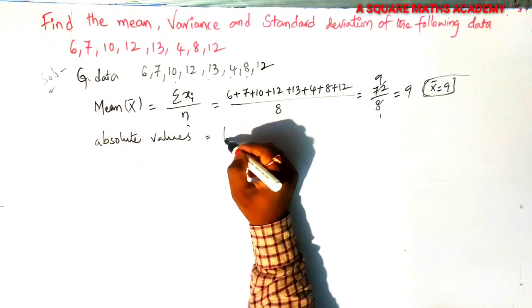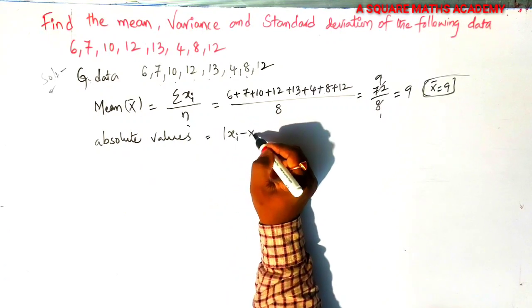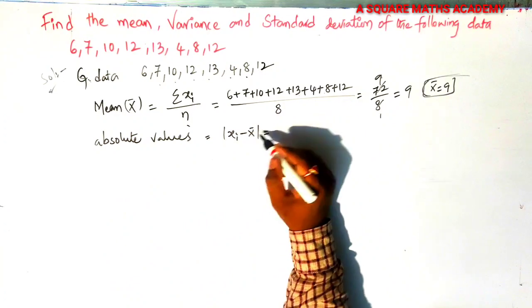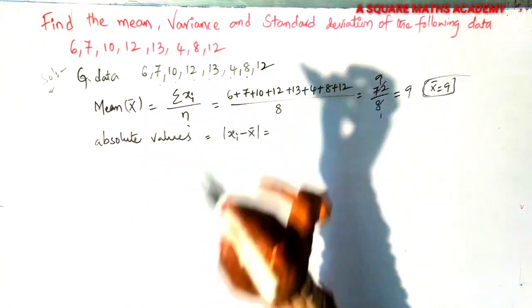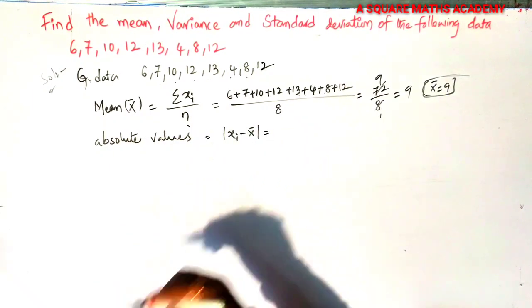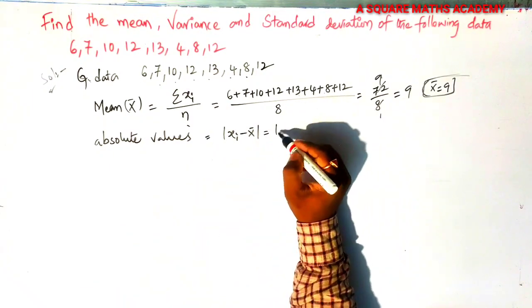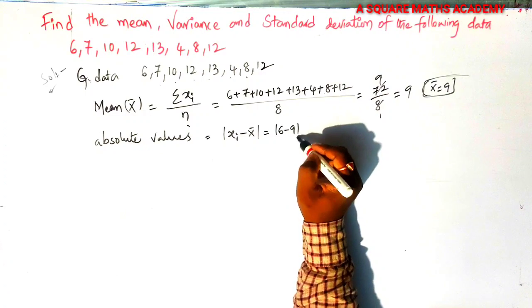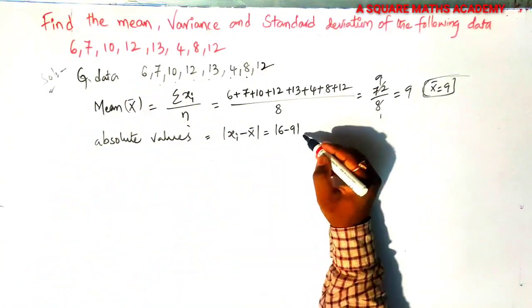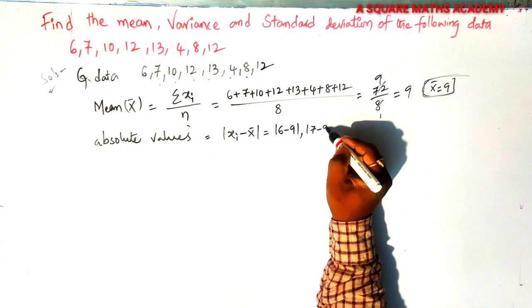So the absolute values are nothing but mod xi minus x bar. Mod xi minus x bar. So you find out the values here. Xi is nothing but a given observation, and x bar is nothing but the mean. Clear? So the difference between these two values, we write now: mod 6 minus 9. First observation 6 and mean is 9. Second observation is 7 minus 9.